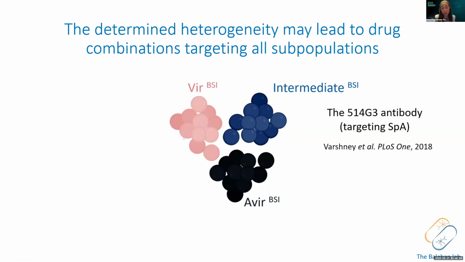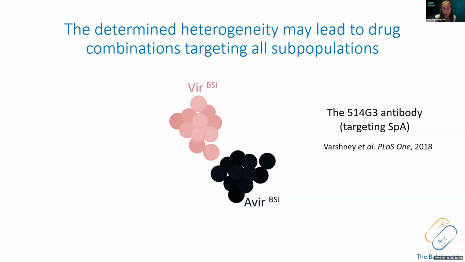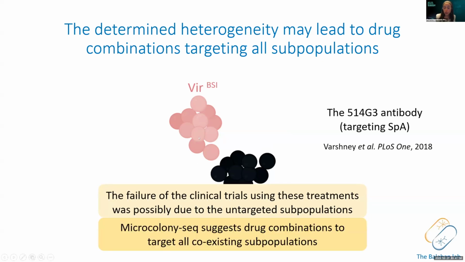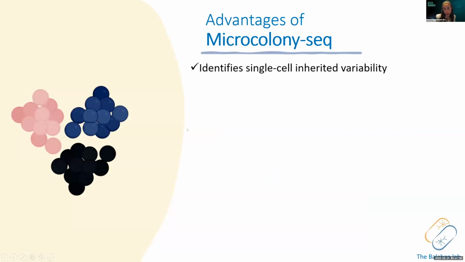This antibody that targets the SpA protein would target only the intermediate subpopulation, meaning that the failure of the 3 clinical trials using these treatments was possibly due to the untargeted subpopulations. Microcolony-seq can suggest which drug combinations to use to eliminate and to target all coexisting subpopulations.